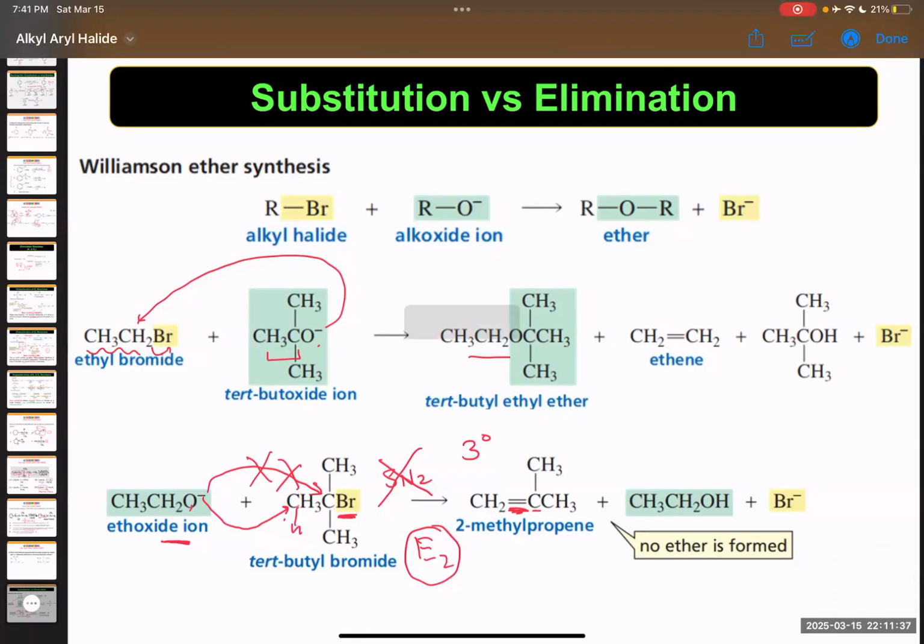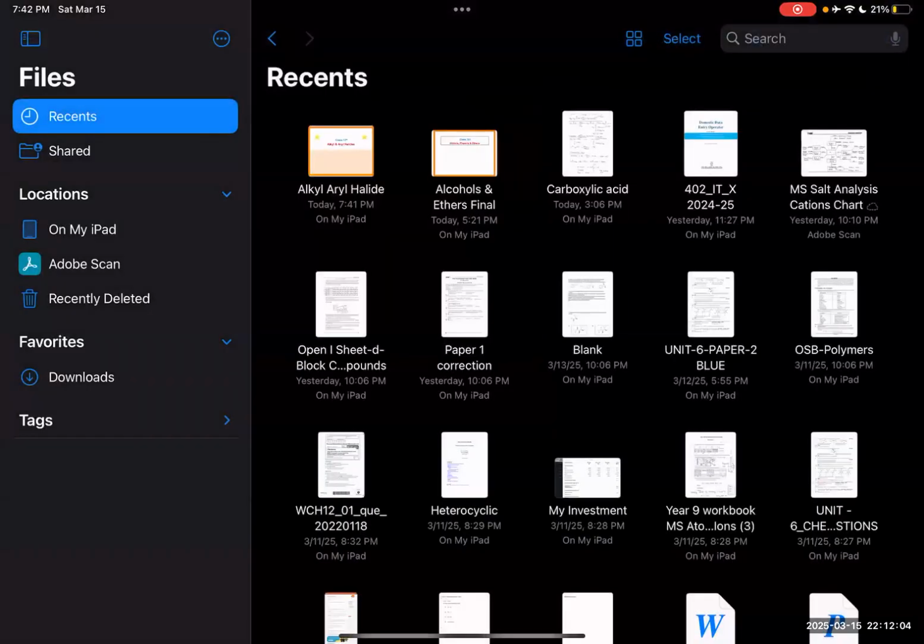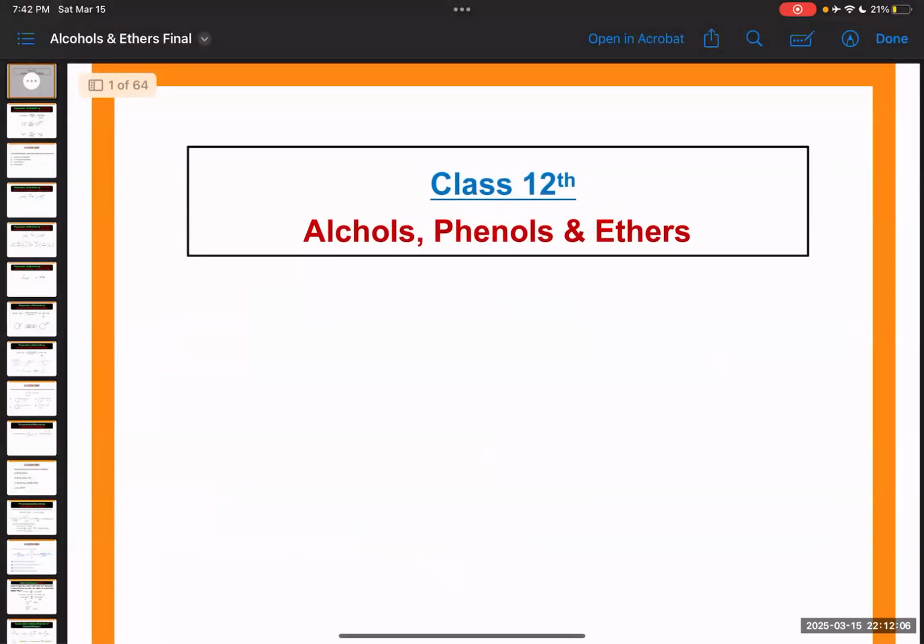So remember, wherever you have a halogen, that carbon should be primary. That carbon should not be tertiary, because in a tertiary carbon the substitution will not happen, elimination will happen. This is the Williamson ether synthesis, which we will discuss more in this chapter on alcohols, phenols and ethers. That is for the preparation of ethers.